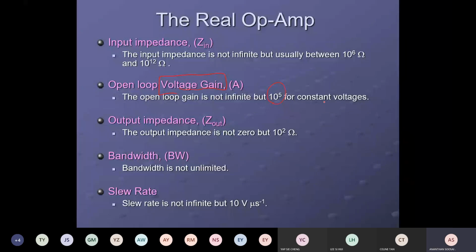About 10 to the power of 5 means what? If you give 1 volt, I told you the output will be infinite volts for the ideal operational amplifier, but for the real operational amplifier, with 1 volt the output will actually be around 100,000 volts. 10 to the power of 5 is the gain experienced by a real operational amplifier. Other than that, you need not remember. You have to remember the real open loop gain, around 10 to the power of 5.